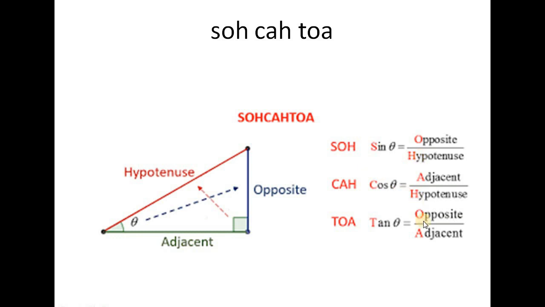So to remember the formula easily, we take the first character of the sin theta calculation, the cos theta calculation and the tan theta calculation. So obviously it is "so" for sin theta, "ka" for cos theta, and "to" for tan theta. So we can easily remember that. So "so ka to" is the basic formula involved in the trigonometric calculations.